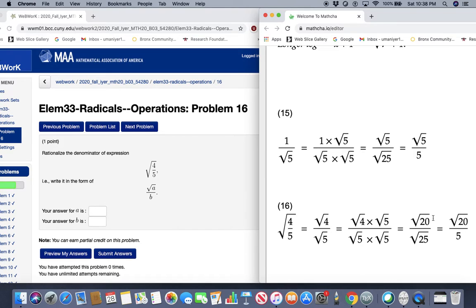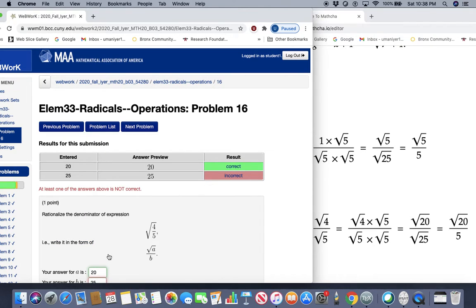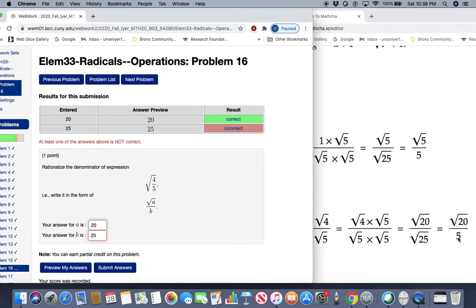Numerator is square root 20. Denominator is square root 25. Square root 25 is 5. Square root 20 is square root 20. Notice we don't simplify this because they want the entire radicand. A is 20, B is 25. Oh, I'm sorry. B is 5. B is no longer in the radical. B is 5.